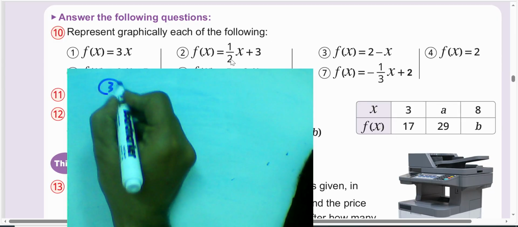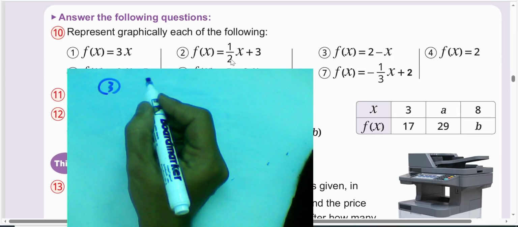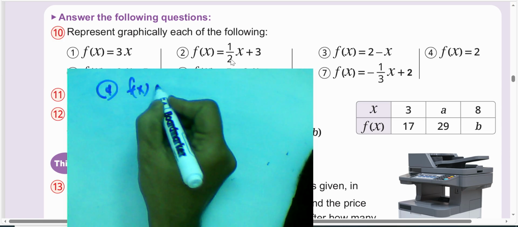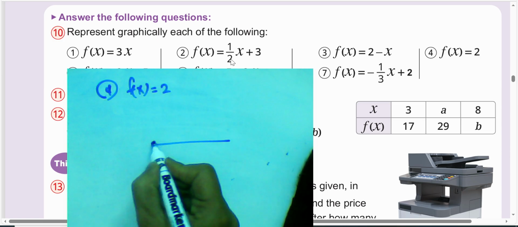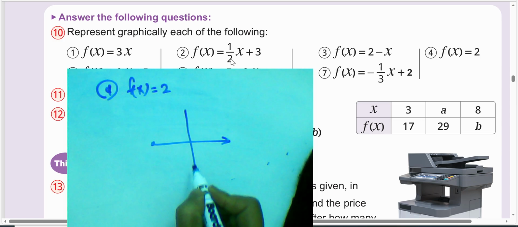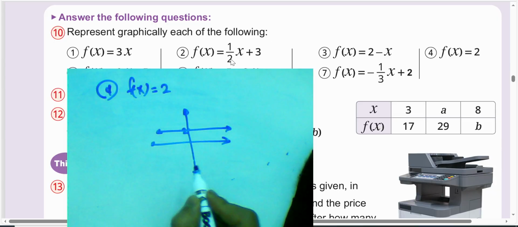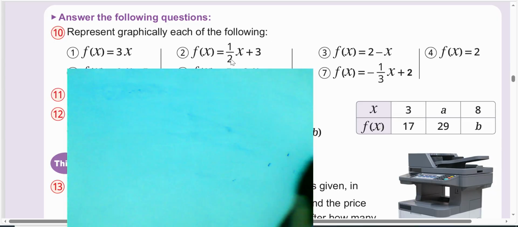Number 3. Okay, number 3 I draw it. Number 4, we have f of x equal to a straight line passing through the point 0 and 2 and parallel to the x-axis like this. It's a constant function.